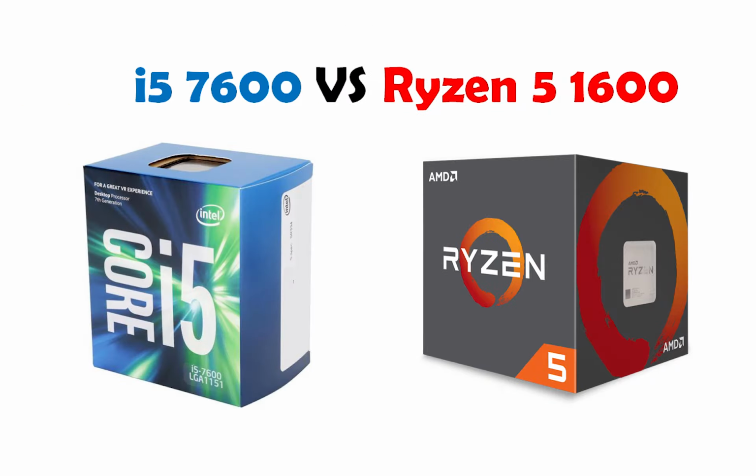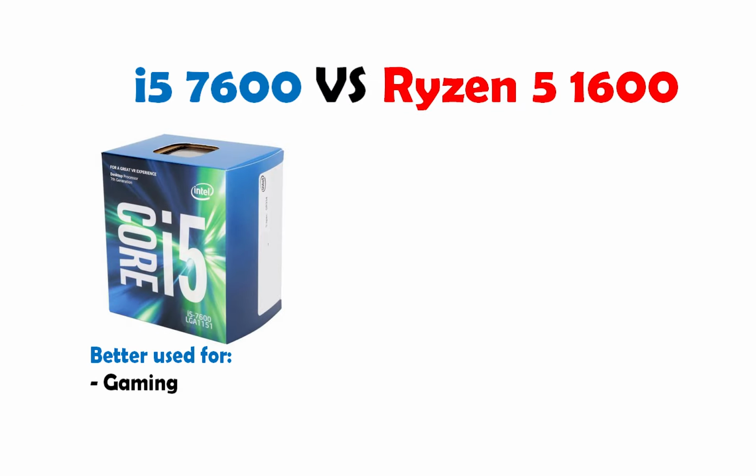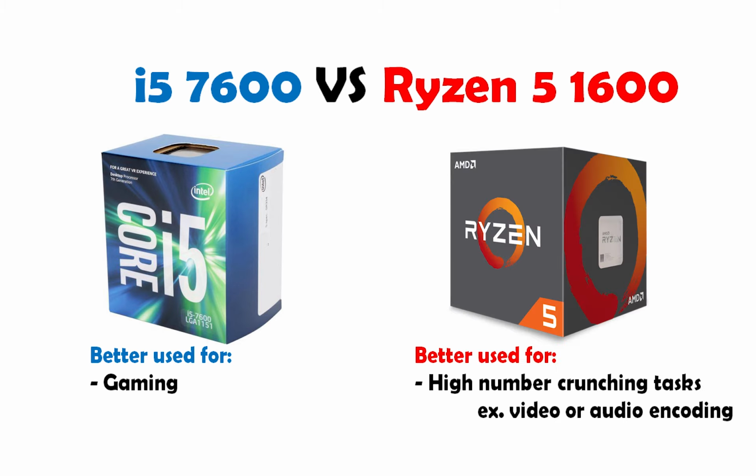While a comparison with the i5 7600 and Ryzen 5 1600, if you're mostly going to play games, then the i5 will be a better choice. But if you'll be using programs that require your CPU to perform high number crunching tasks, then a Ryzen 5 will be more ideal.